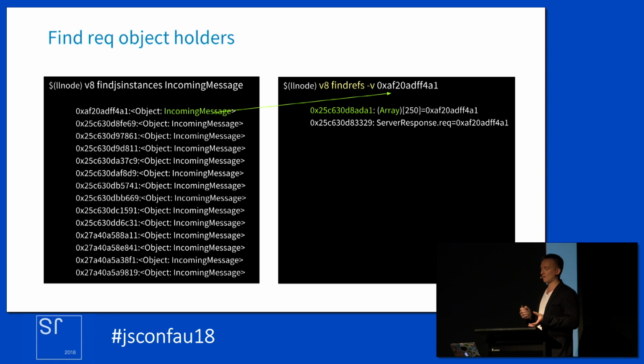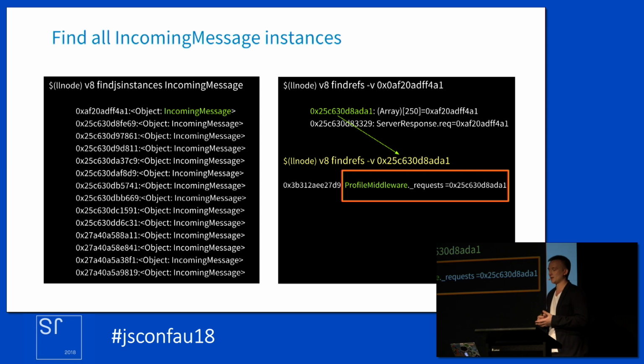So this is a reference from server response to request and from one big array. Let's figure out where this array is located. With the command v8 find refs, value and the address of this array, we can find the parent object. And this is the profile middleware with a request property. So we found which object holds memory.